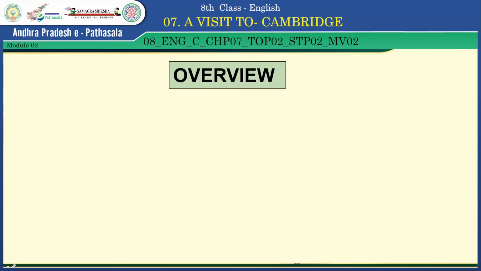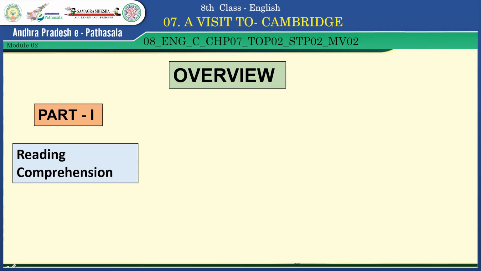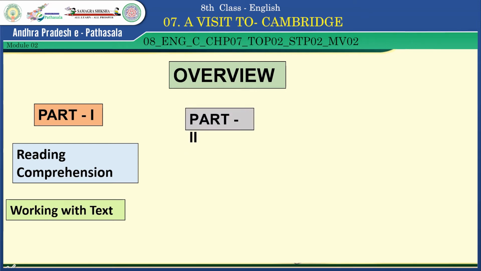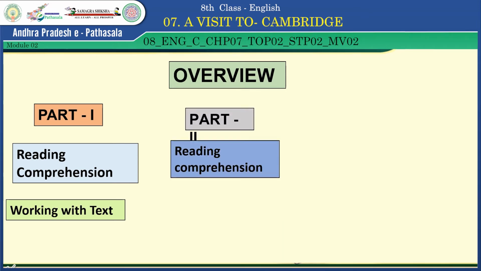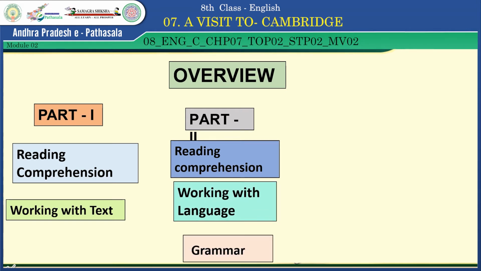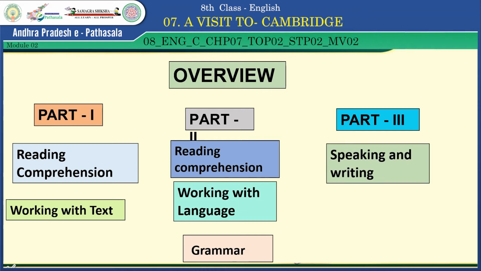The overview of the text. Part 1, reading comprehension, working with the text. Part 2, some part of reading comprehension, working with language and grammar. And part 3, speaking and writing, and poem, When I Set Out for Lyonnesse.